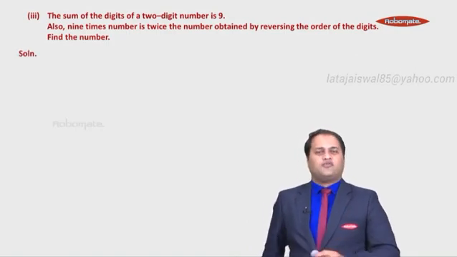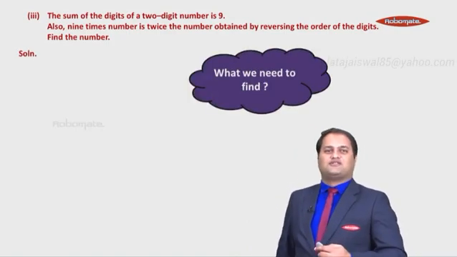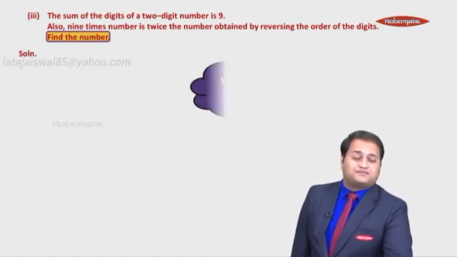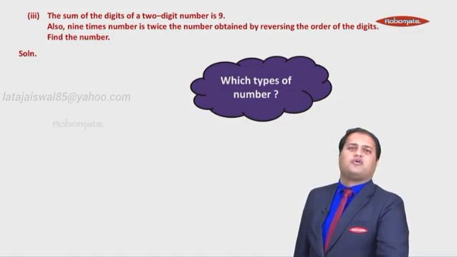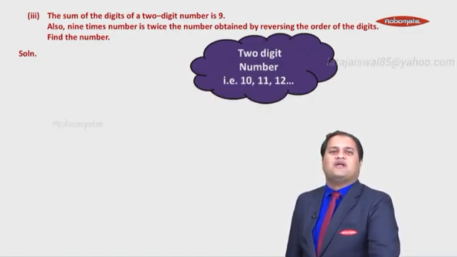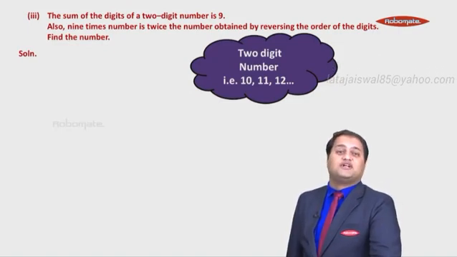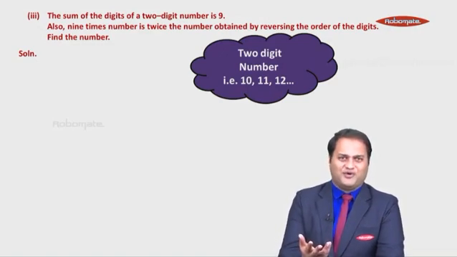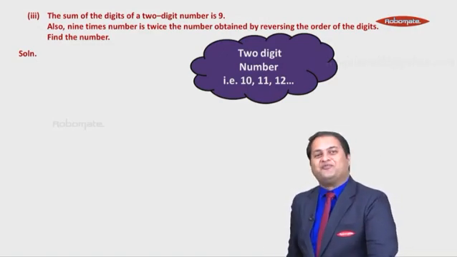Let's see how. First, don't try to understand it. Ask yourself, what are we supposed to find? We are supposed to find the number. Now, what type of a number is this? They are actually asking us to find a 2-digit number, that is 10, 11, 12, 13 and so on. I hope you all know what a 2-digit number is, right?